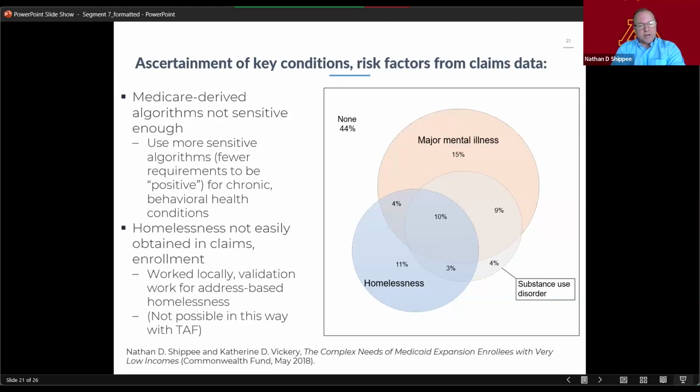And so, since we had data that were provided by the state, we were able to do some validation work with some other data and develop an address-based flag for homelessness. We've got a paper in Health Services Research on that. Kate Vickery is the first author on that one. And then, like I said, I think I put this in the chat yesterday, we did a blog post pulling together all this and trying to describe this population.